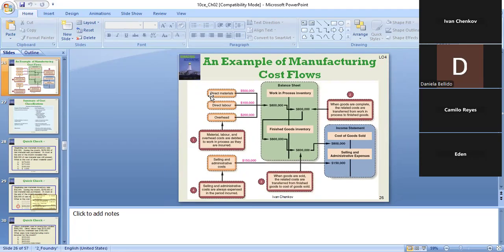Let's see another chart here, which will be an example with the manufacturing cost. Here we see direct material, direct labor, and manufacturing overhead. All three are meeting together in the work in process account. From the work in process account, once we say, okay, the product is done, the manufacturing process is complete, they're going to move to the finished goods as cost of goods manufactured. Once they're sold, they're going to move from finished goods to the cost of goods sold account. Everything else, selling and administrative expense, will be directly expensed.